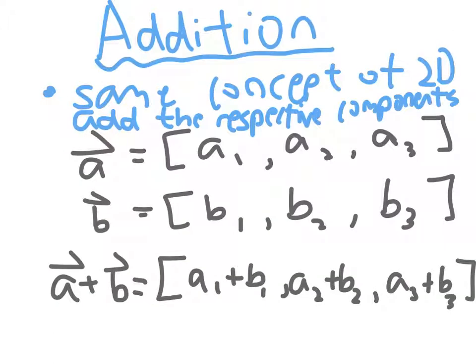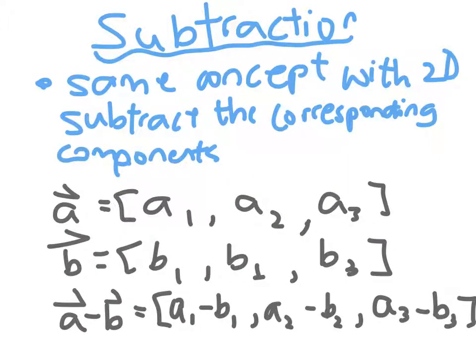The addition of 3D vectors is the same concept as 2D vectors, in which we add the respective components together. Using the above sets of vectors, the sum will be a1 plus b1, a2 plus b2, a3 plus b3. The subtraction of 3D vectors is the same concept as 2D vectors, in which we subtract the corresponding components. Using the same set of vectors, the answer will be a1 minus b1, a2 minus b2, a3 minus b3.